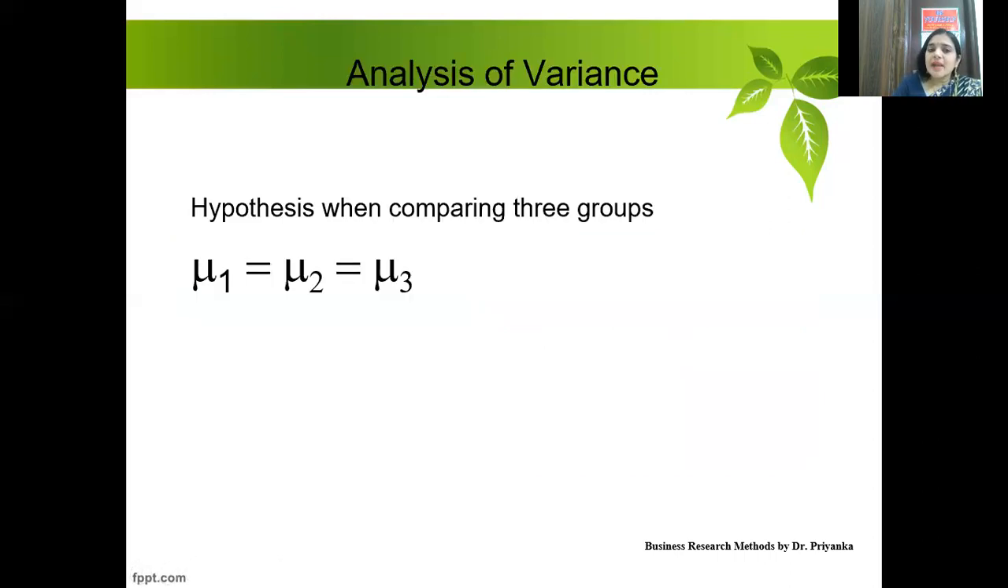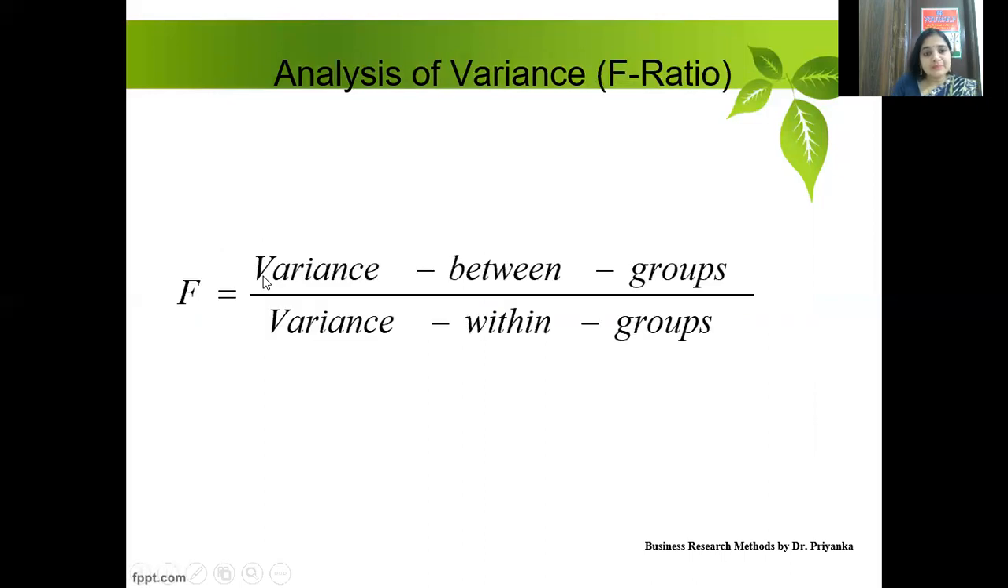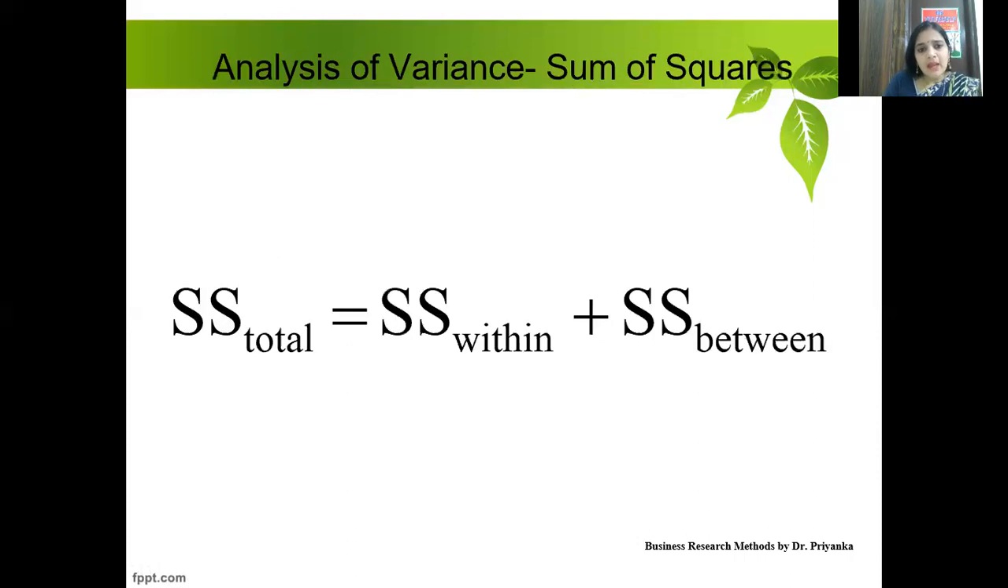Here the hypothesis when comparing 3 groups can be like this: mu1 is equal to mu2 is equal to mu3. This is our null hypothesis, and for the alternate hypothesis we can just cross these equal signs. This is calculated as F; we calculate analysis of variance with the help of the F ratio, and this is basically variance between groups divided by variance within groups. Let us see how we will calculate variance between and variance within groups.